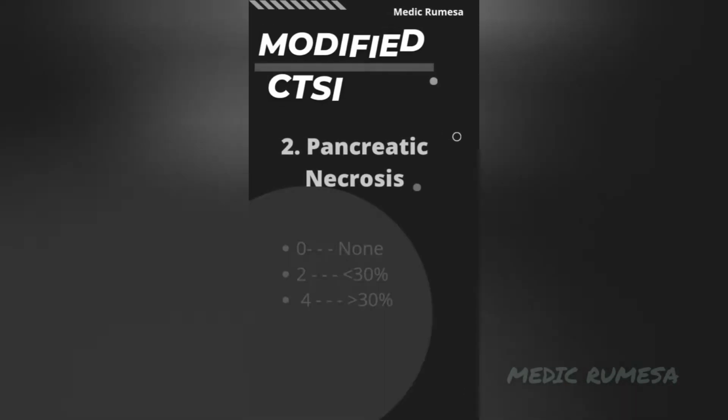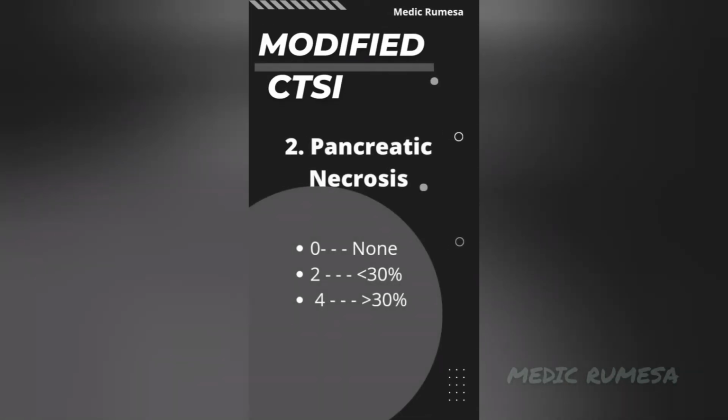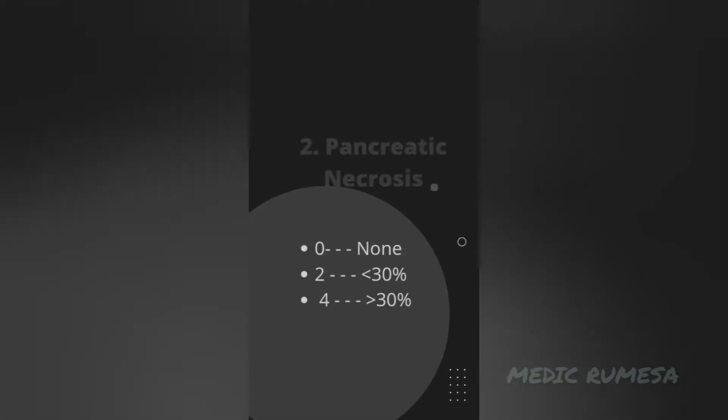Next comes pancreatic necrosis, which means necrosis of the pancreatic body, tail or head itself. If there is no necrosis, then a score of 0 is given. If necrosis involves less than 30% of the pancreas, then a score of 2 is assigned. And if the necrosis involves more than 30% of the pancreatic parenchyma, then a score of 4 is assigned.